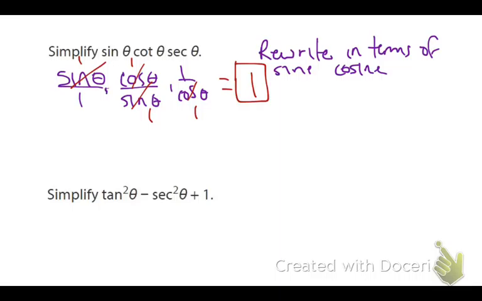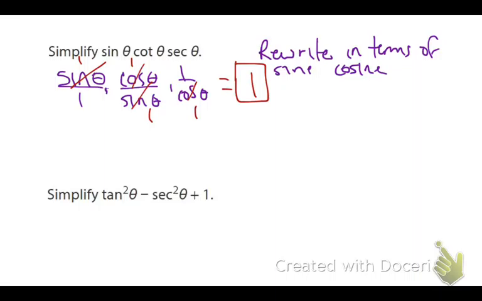Write this one down. We're going to simplify tangent squared theta minus secant squared theta plus 1. We're going to simplify that down. You have your summary right in front of you.